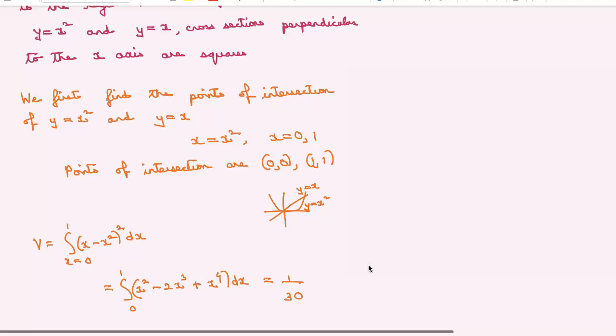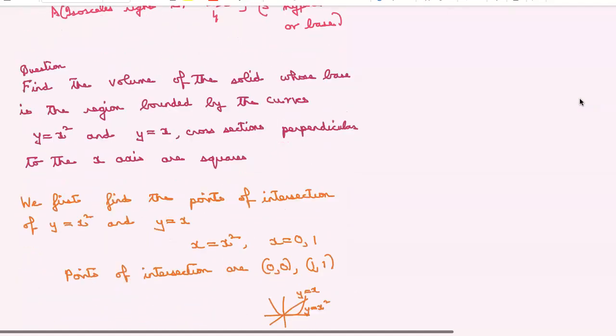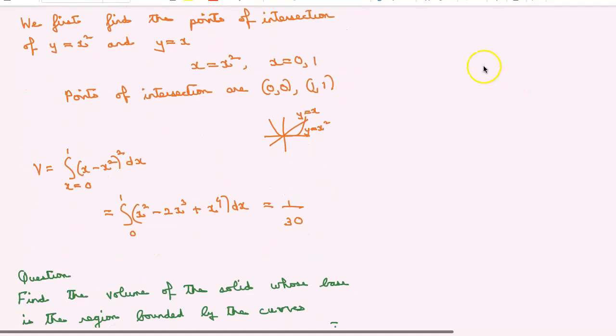So if you draw the graph, this is the straight line y equal to x and this is the curve y equal to x squared. Now the cross section for a square is just s squared. So volume will be, from left limit to right limit, x equal to 0 to 1, right top curve minus bottom curve, that is x minus x squared, the whole square dx. When you expand this you get x squared minus 2x cubed plus x raised to 4. Integrating you get 1 by 30.